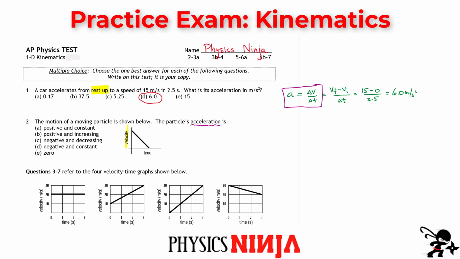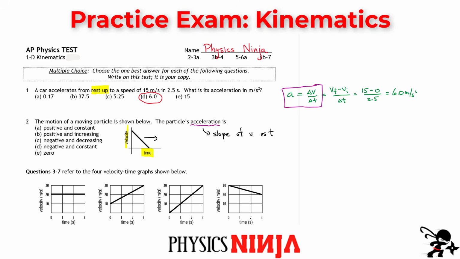If you're given a velocity versus time graph, the question is, how do you calculate the acceleration? Remember, this one you should know. You should know that this is the slope of velocity versus time. This is also what it looks like, right? Delta V over delta T would be a slope.